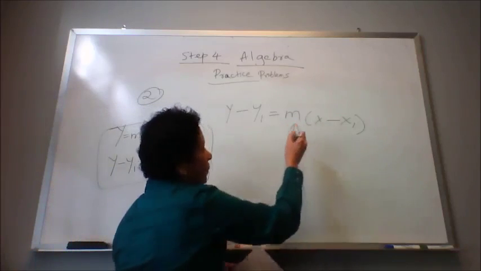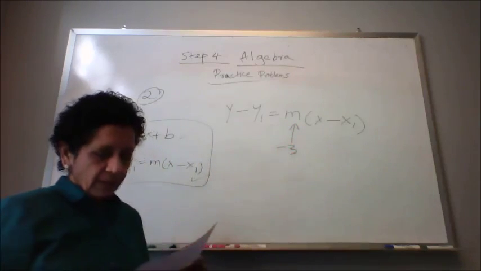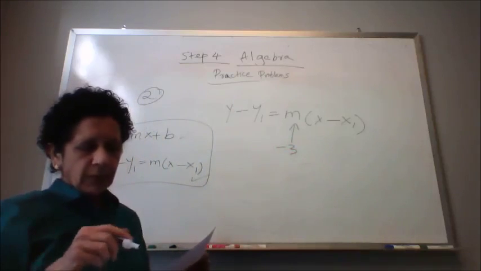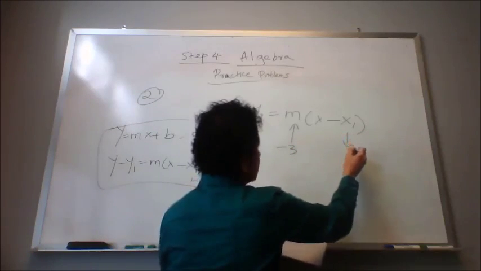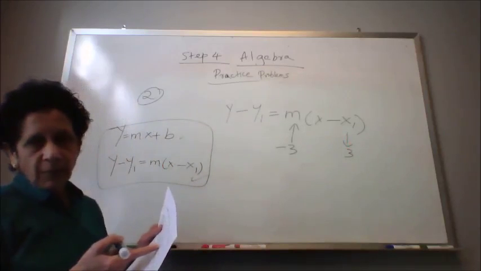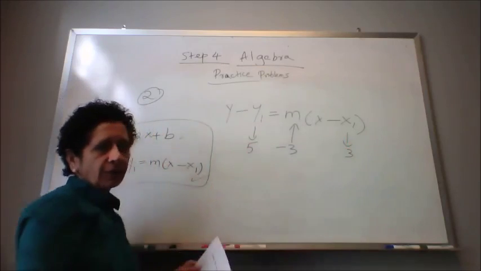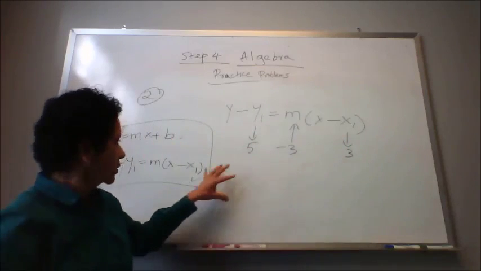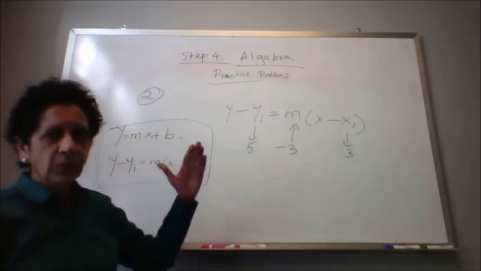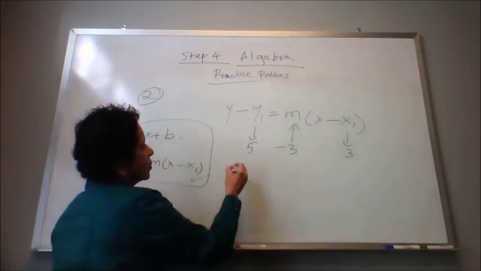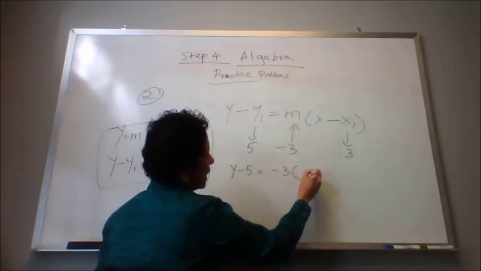So m is the slope, m is minus 3, so plug in minus 3 there. And then x1, it's always like the ordered pair, the first one is x1. So the x1 is, in this case, 3. And then y1, (3, 5), so x1 is 3, y1 is 5. That's what we mean by point-slope equation. x1, y1 is the point that the line is going through, okay? So now it's y minus 5 equals minus 3 times x minus 3.